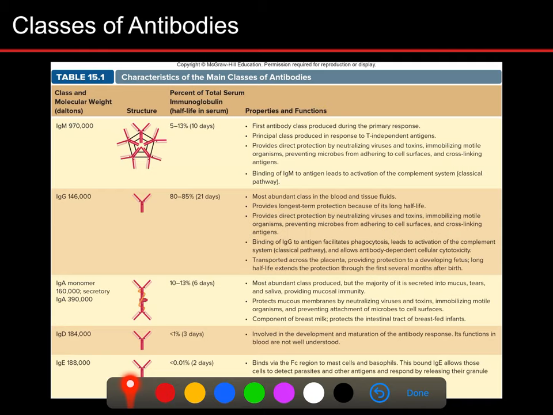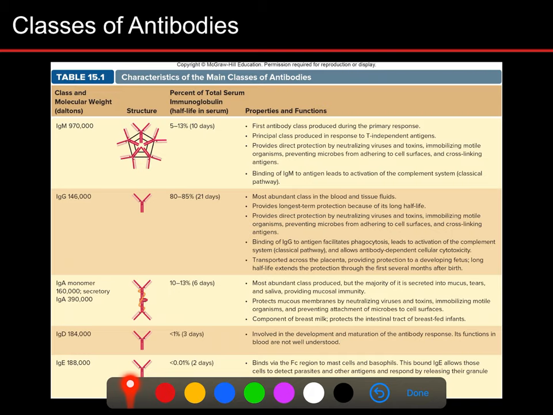So for every antibody, there are several different what are called classes of antibodies that can be made. Say you have an antibody to, I don't know, influenza, all right? You can make that same influenza antibody in any of these classes. And they're made for different purposes, and they're often going to specialize or be better at particular tasks.